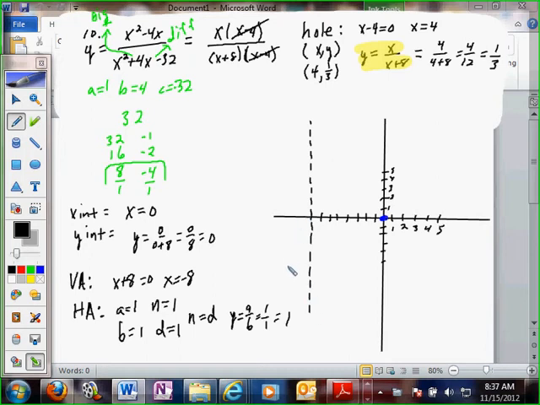I have a horizontal asymptote at x equals 1, or I'm sorry, y equals 1. So it's going to go right through the y-axis at the 1, just like that. And this is, well, I do have a hole. Can't forget my hole. I have a hole at 4, 1/3. So that's over here somewhere, about like that right there.